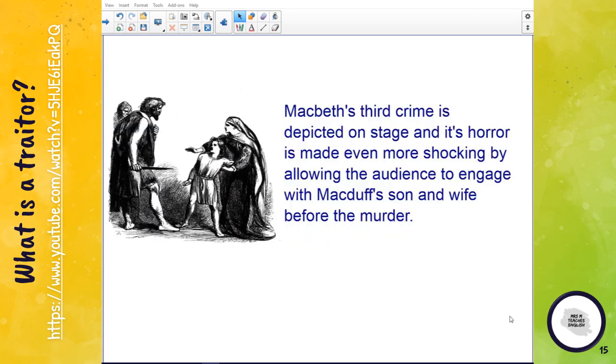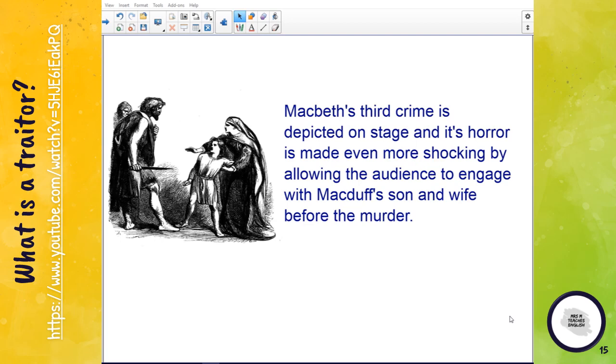Macbeth's third crime is depicted on the stage, making it even more horrific because the audience can't avoid the visceral impact of witnessing this mother and child being murdered. And its horror is made even more shocking by allowing the audience to engage with Macduff's son and wife before the murder.